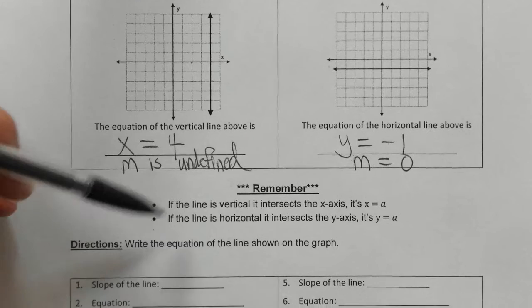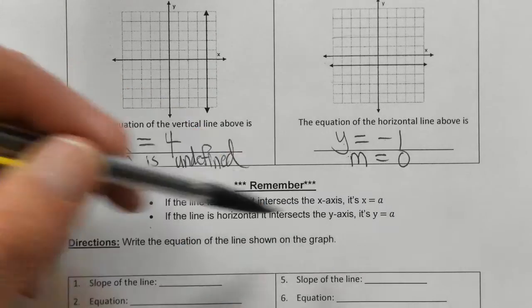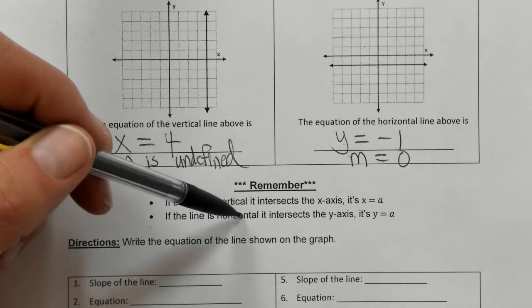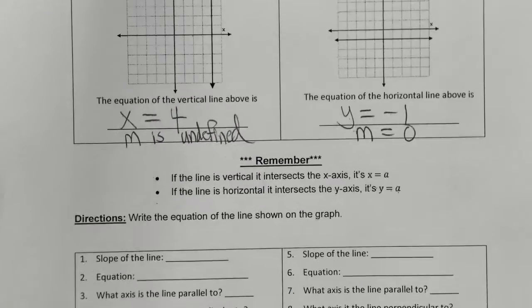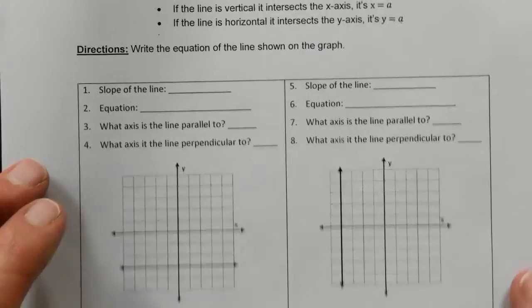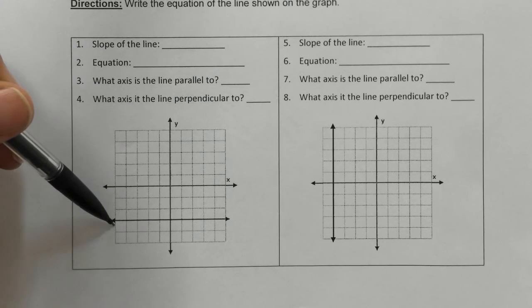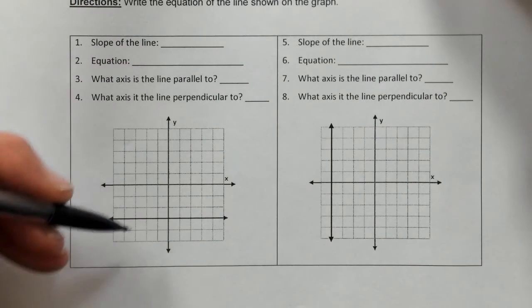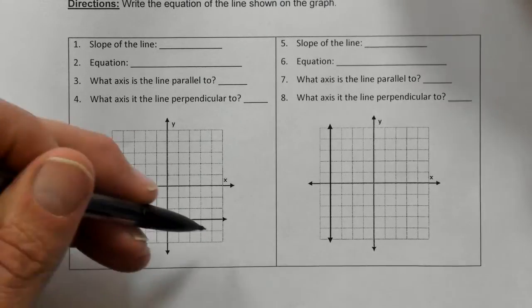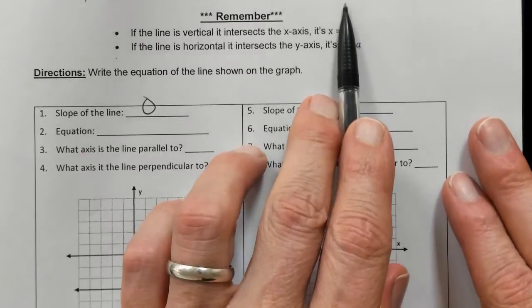Okay, so here's a quick reminder. If the line is vertical, it intersects the x-axis, and the equation is x equals wherever it intersects. If it's horizontal, then it intersects the y-axis, and the equation is y equals wherever it hits the y-axis. All right? So now, here's the type of questions that we're going to be asked to answer. We have a line that's graphed here, and they want to know what is the slope of the line. Well, let's look at the line. The line is horizontal. So if it's horizontal, we know that the slope is 0. Horizontal line, slope of 0.